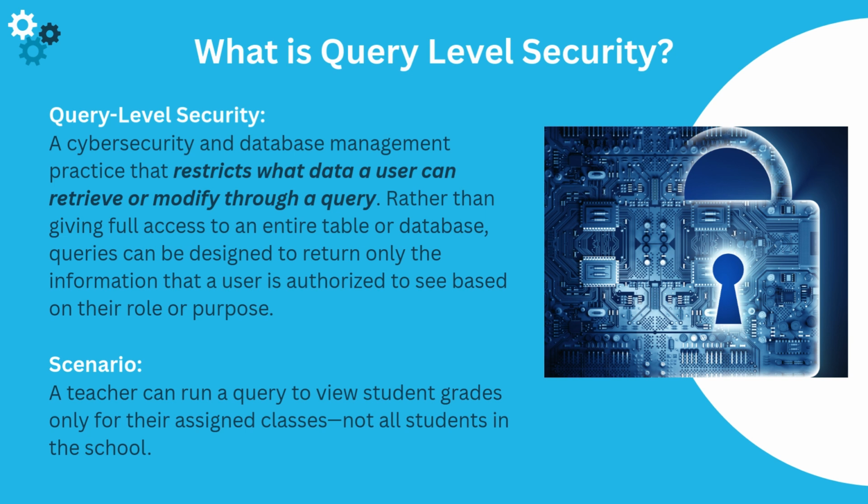Let's talk about what query-level security actually means. Basically, it's a way to control what someone can see or change through the queries they run in a database. Instead of giving someone full access to all the records in a table, you design queries so they only run the specific information they're allowed to see. For example, think about a teacher. They only need to see the grades of their own students, not the entire school. Query-level security lets us tailor data access this way, making sure people only see what they're supposed to see.